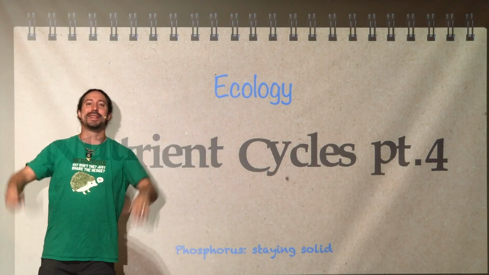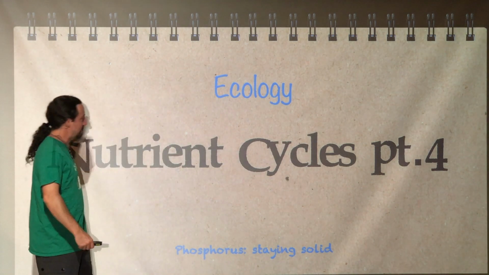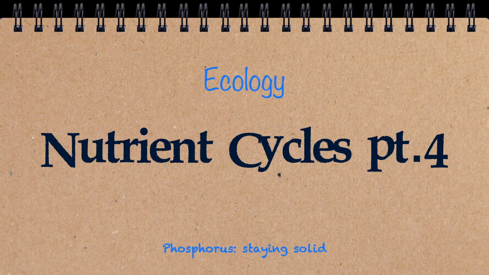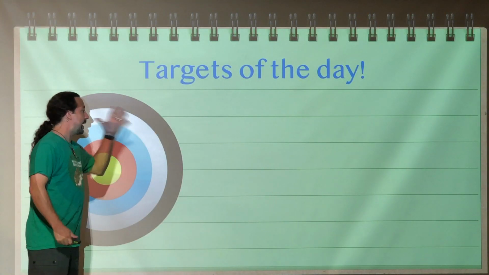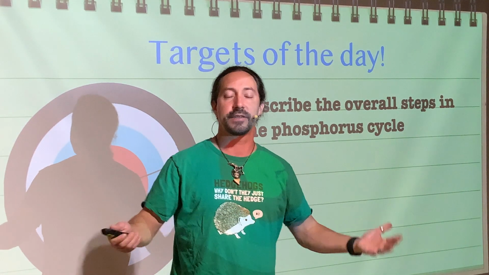Hello and welcome to this episode of Tutors, continuing our unit on ecology and our lesson set on the nutrient cycles. This is part 4 of our 4-part series. So we're finishing our series on the nutrient cycles. And today it is describing the phosphorus cycle. What takes place in the phosphorus cycle.